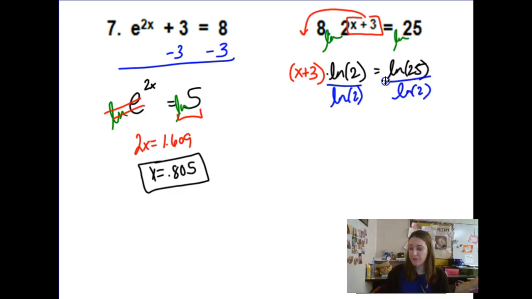And I am prepared to have a funky decimal on my calculator, and that's okay. So these are gone, and you have x plus 3. You don't need parentheses anymore. Let's type natural log 25. Make sure you close that parenthesis. Divided by the natural log of 2. And you get the ratio 4.644. And then subtracting 3, last step is Algebra 1, 1.644.